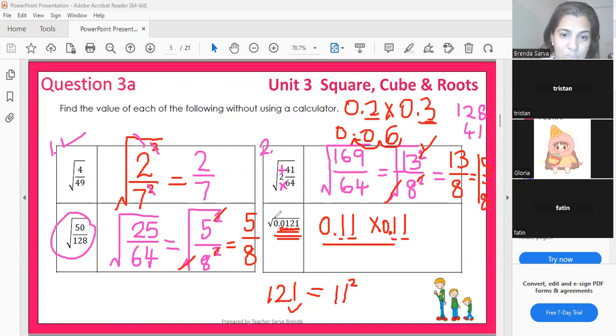Thus, the square root of 0.0121 is 0.11. How is it? Can do or not?